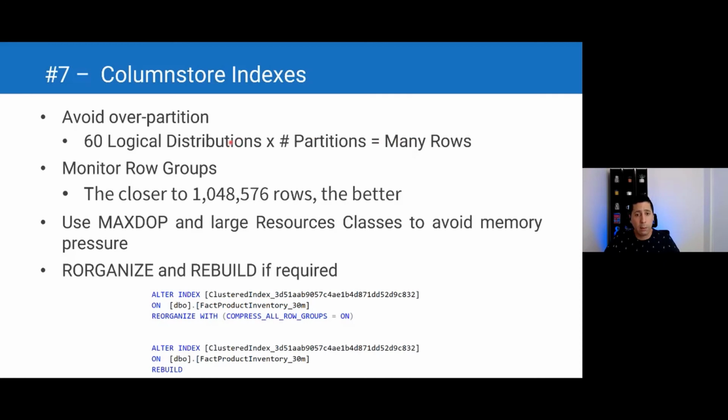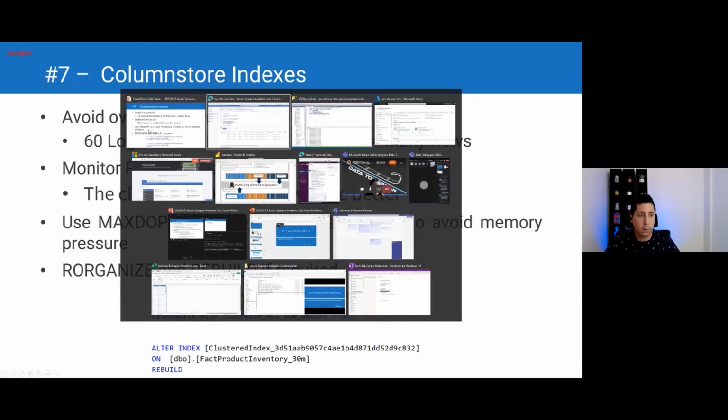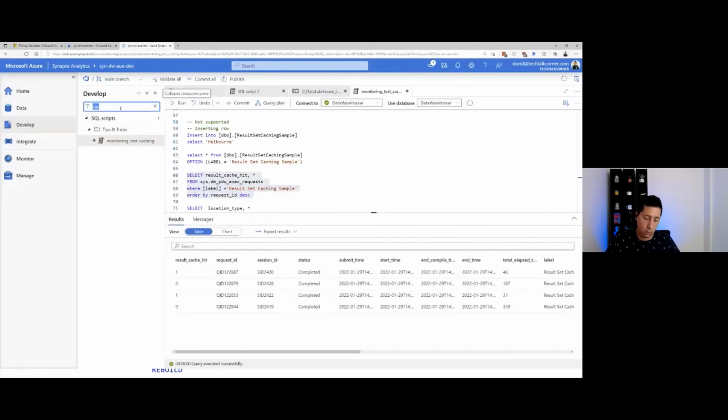So be careful if you start partitioning your tables and you don't have enough number of rows, because that means the row groups are going to be quite low. So what you need to do, and we'll go through this quite quickly, is monitor those row groups. The closer to 1 million, the better. Make sure that you still need to maintain your Columnstore indices. Yes, you need to reorganize them and rebuild them. I'm going to show you 3 examples for Columnstore indices. We'll wrap up with this one potentially, so we don't run out of time.